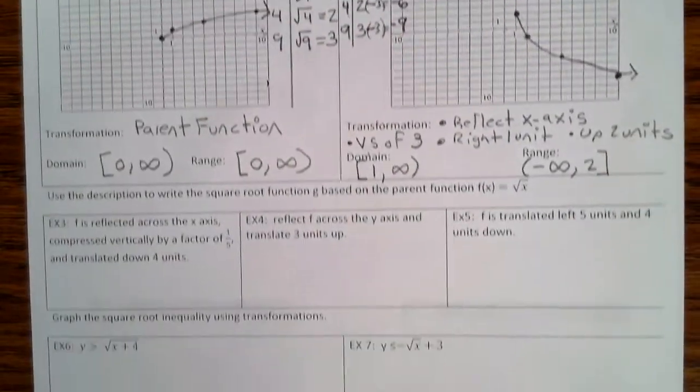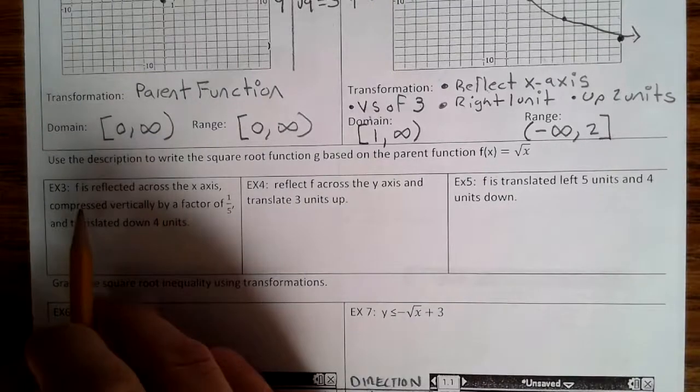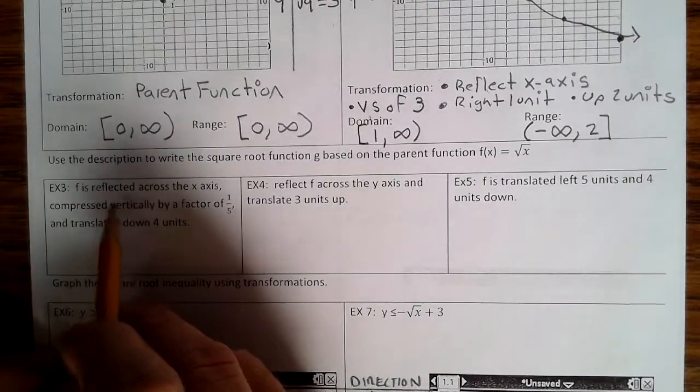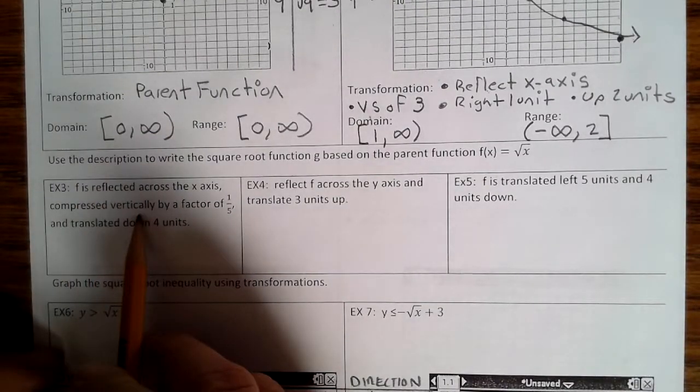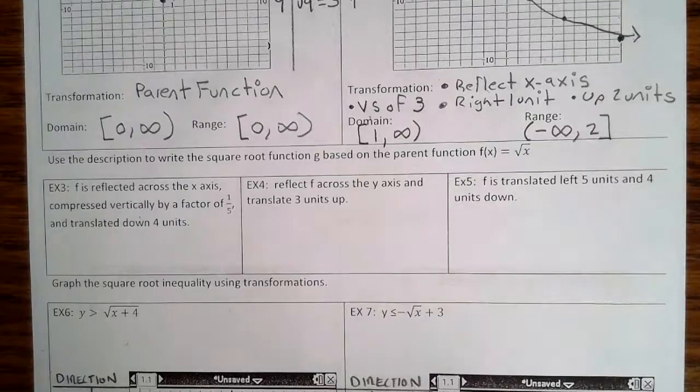All right. Example 3, 4, and 5. Use the description to write the square root function g based on the parent function f of x equals the square root of x. Okay. So if f is reflected across the x-axis, compressed vertically by a factor of 1/5 and translated down 4 units.